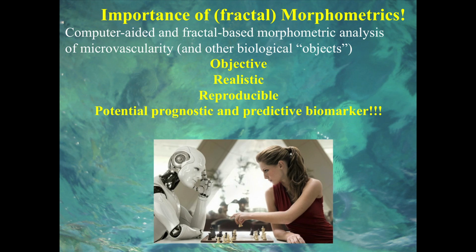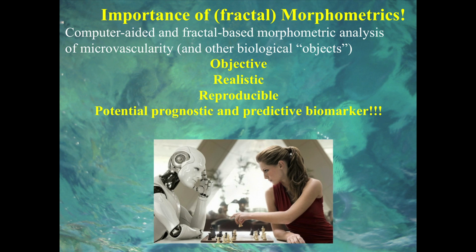And so what is the importance of the fractal-based morphometry? It is the science of quantification of objects. The computer-aided and fractal-based morphometric analysis of microvascularity and also other biological objects is first of all objective. There is no choice of the pathologist or radiologist. The computer uses the same algorithm every time. It's realistic because it's very close to the reality. It's very close to the fractal geometry of nature, not to the Platonic object, which does not exist.